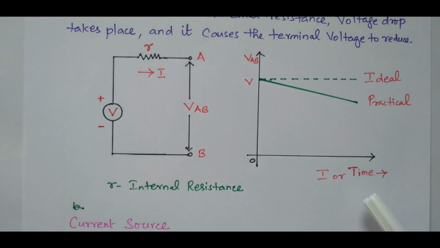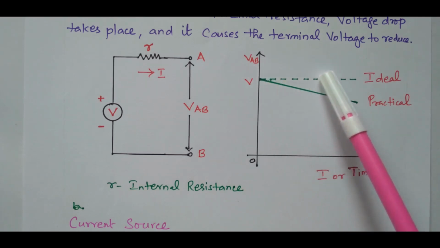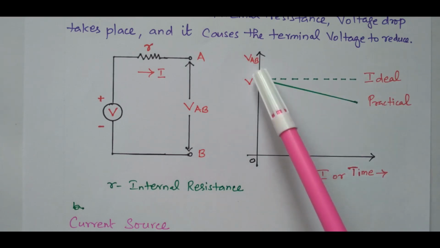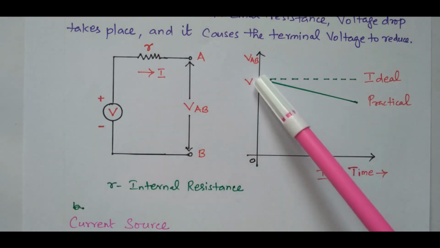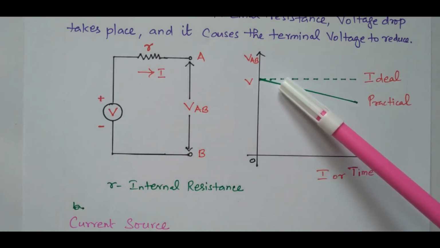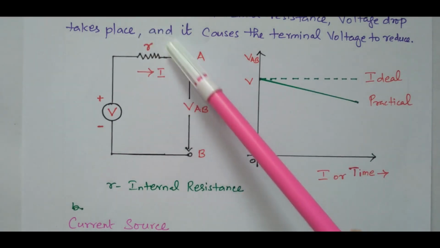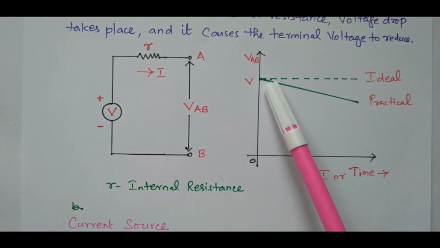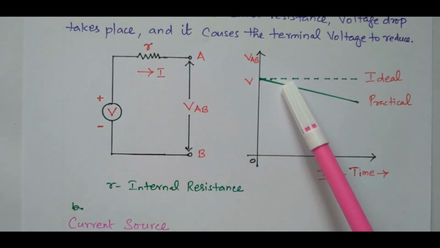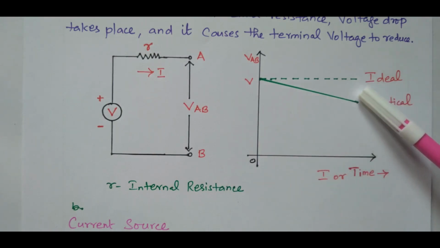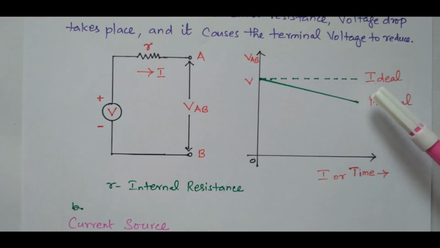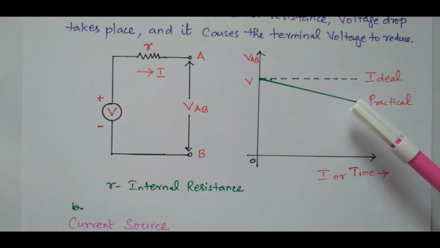So the graph is drawn between current or time with respect to voltage. In case of the ideal voltage source, the voltage is constant. Whether the current increases or decreases, time increases or decreases, the voltage remains constant. But in case of the practical source, the voltage gradually decreases due to the drop in the internal resistance. Some amount of voltage will be dropped in the internal resistance, so when the current or time increases, the voltage slowly decreases. So this is the difference between the ideal and practical voltage source. Due to the internal resistance, there is a drop in the voltage.